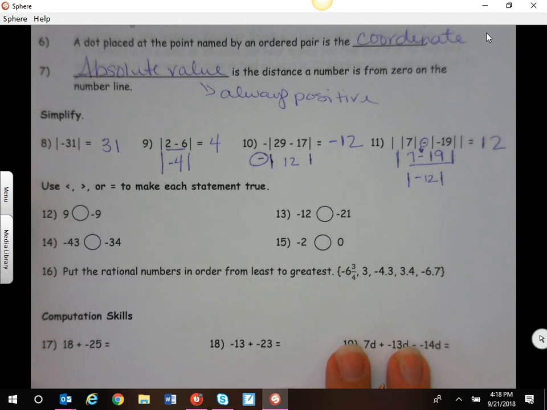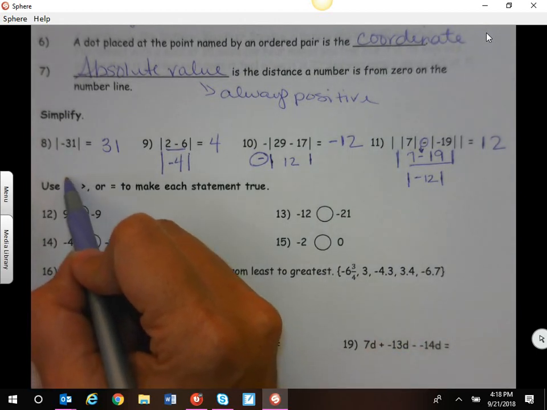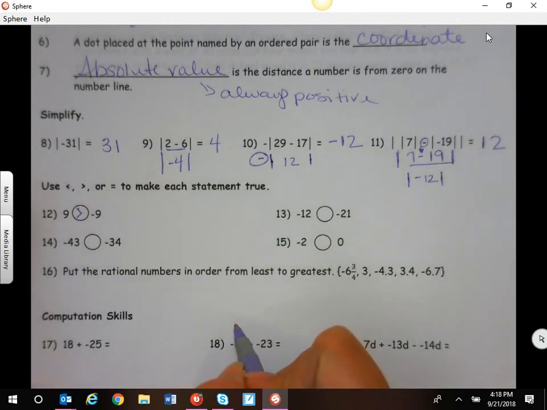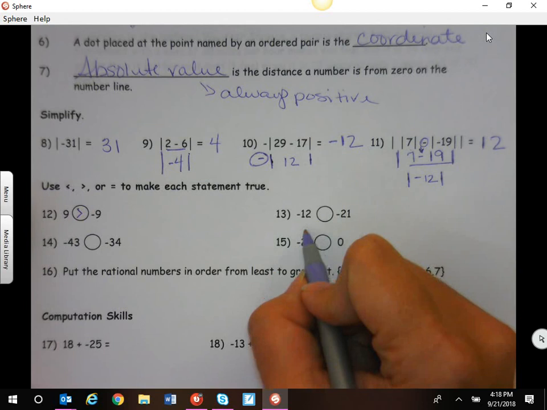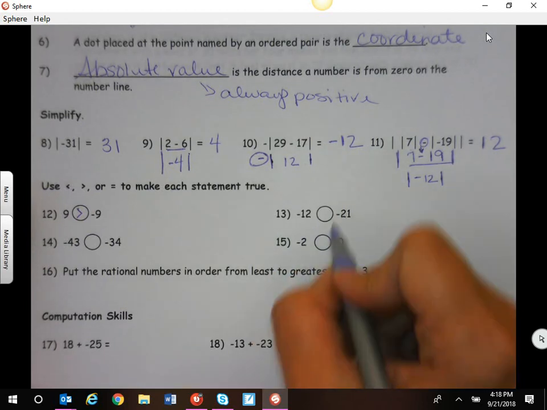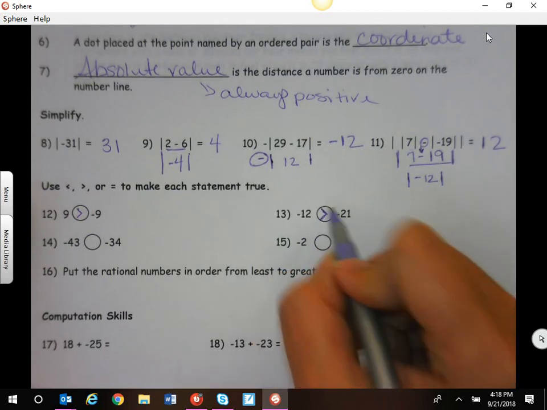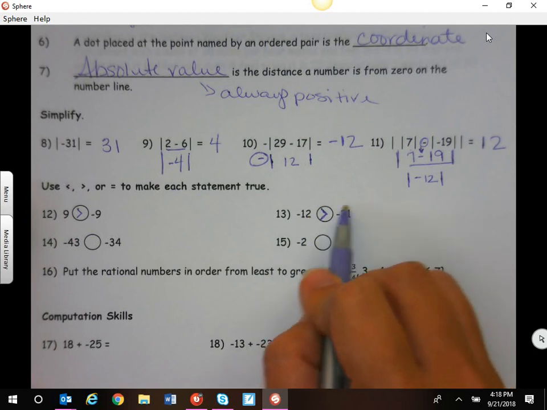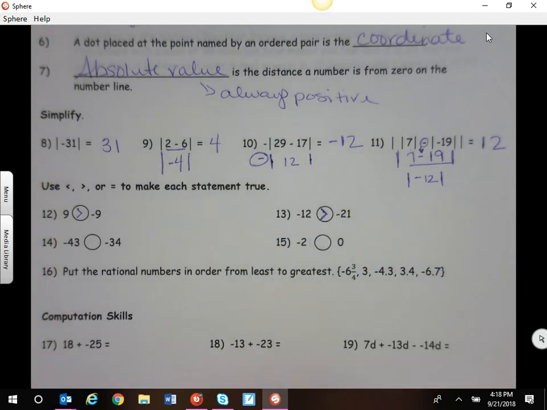We talked about less than and greater than. So remember, less than looks like your left hand, and it makes an L. So 9 is greater than negative 9. All positives are greater than the negatives. But when we have negative numbers, remember they're backwards. So normally, we would say 21 is greater than 12. But because it's a negative, now it is less than negative 12.